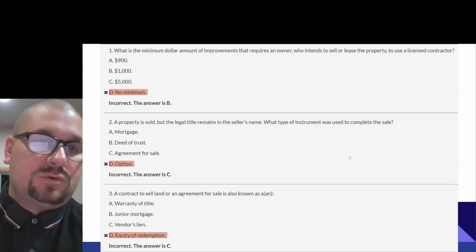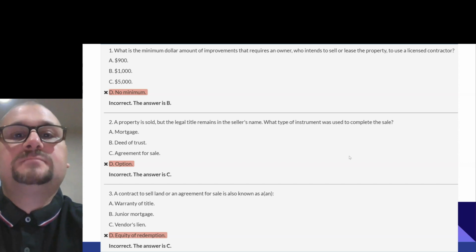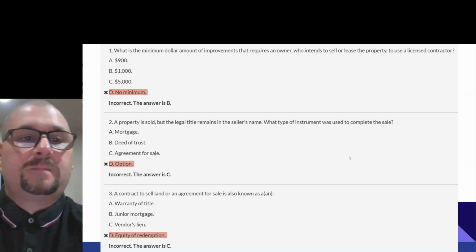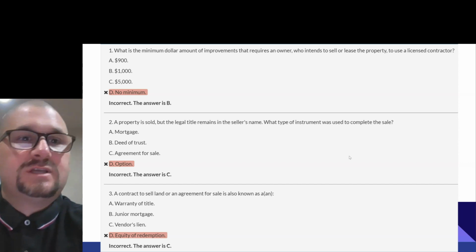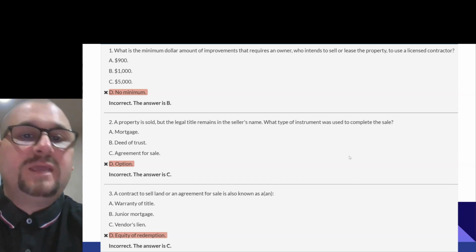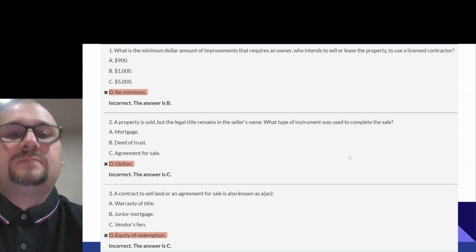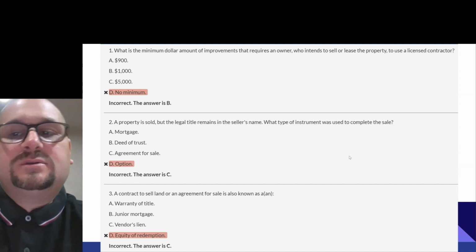A property is sold, but the legal title remains in the seller's name. What type of instrument was used to complete the sale? It's Charlie, an agreement for sale. So with a property that was sold but the legal title remains in the seller's name, it's a very weird one. It's called an agreement for sale. That would be the type of instrument that was used to complete the sale.